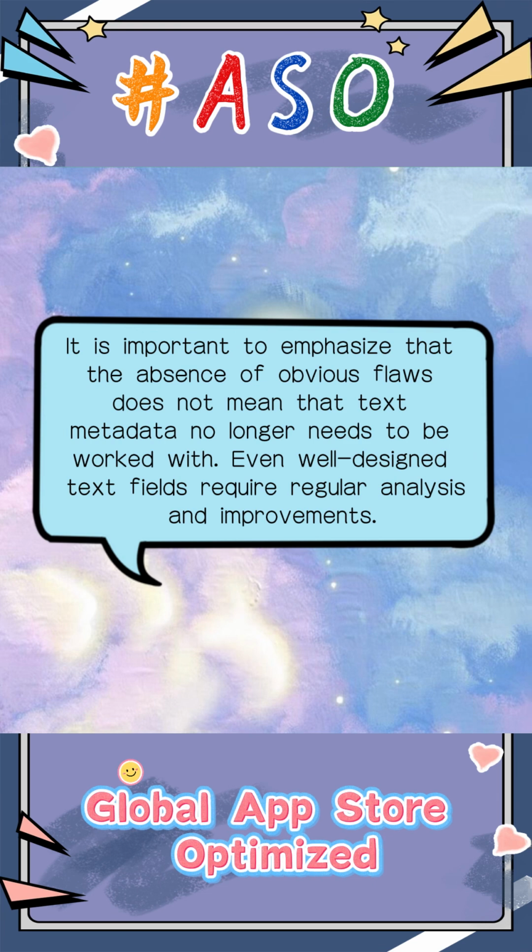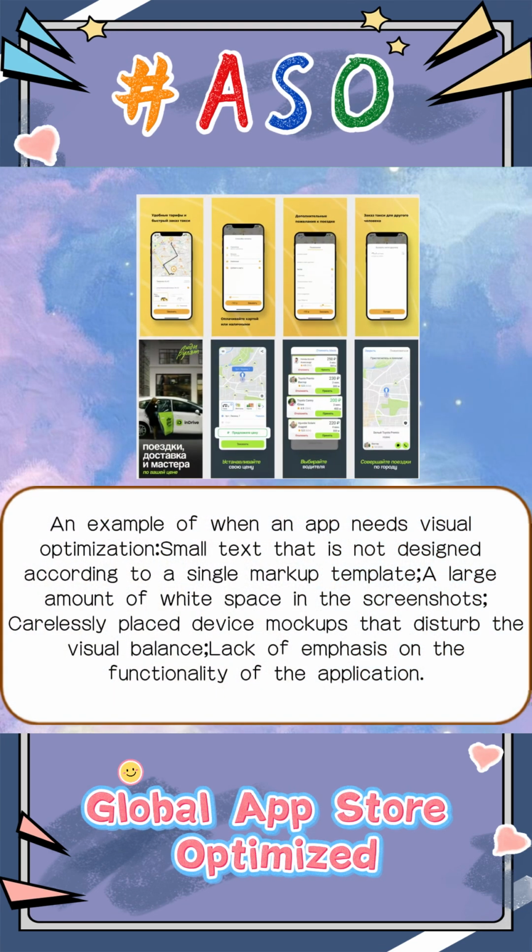It is important to emphasize that the absence of obvious flaws does not mean that text metadata no longer needs to be worked with. Even well-designed text fields require regular analysis and improvements. An example of when an app needs visual optimization: small text that is not designed according to a single markup template, a large amount of white space in the screenshots, carelessly placed device mockups that disturb the visual balance, lack of emphasis on the functionality of the application.